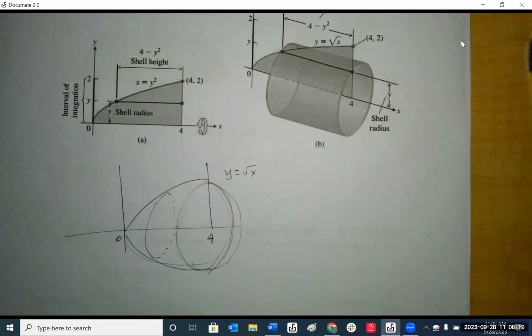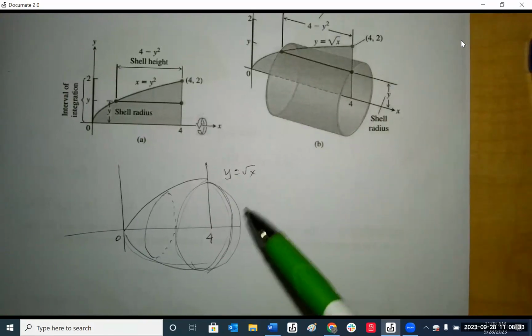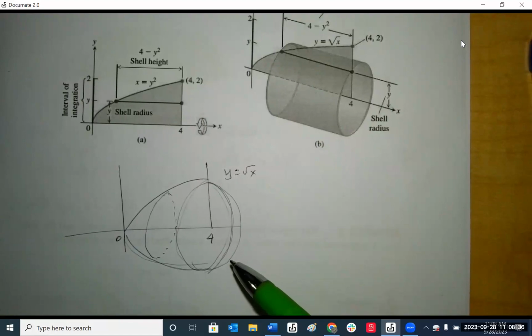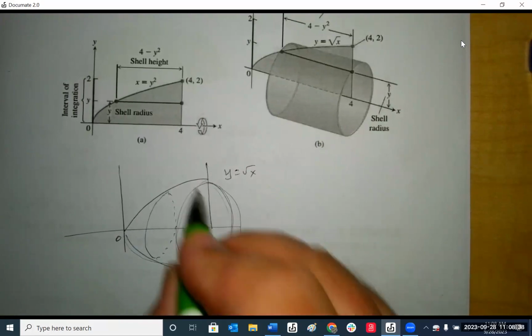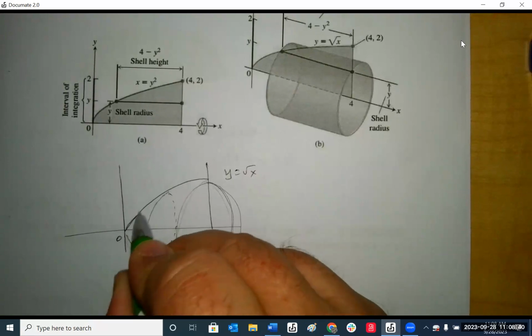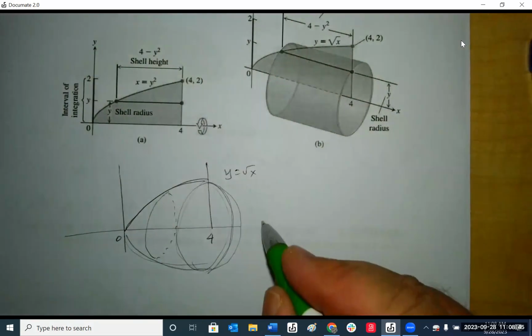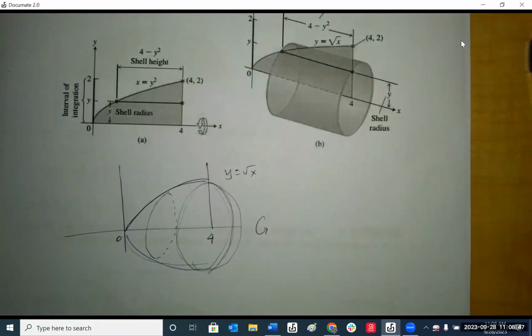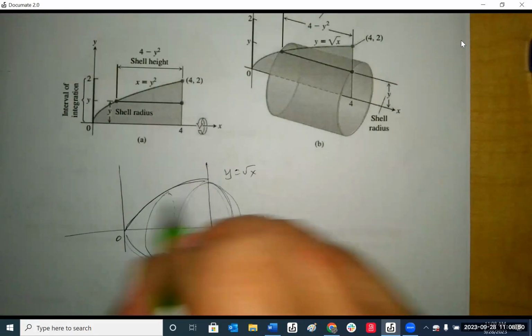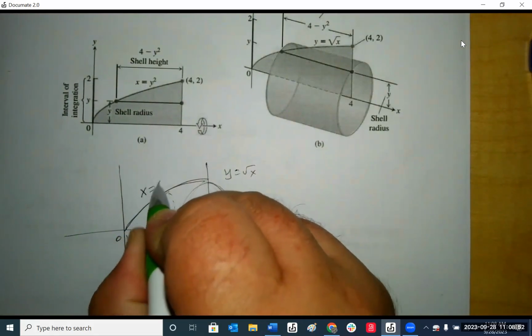Oh, it's like a bullet. So it says the region bounded by the curve y equals radical x, the x-axis, and the line x equals 4 is revolved around the x-axis to generate a solid. Find the volume of the solid. So we have to know what this equation is with respect to y, since we're rotating around the x-axis. So this one becomes x equals y squared.